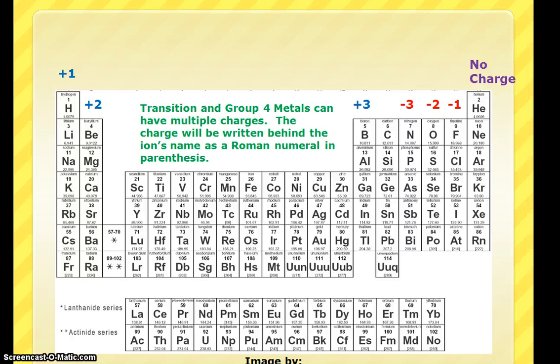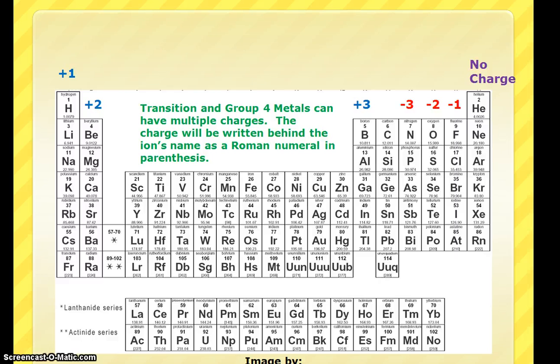Remember, your metals make your cations, and that's why they have the positive charges. They're going to lose all their valence electrons. Your nonmetals make your anions. They have negative charges because they're gaining the electrons. Remember, there's a transfer going on there. Your noble gases, group 18, don't have a charge at all because they already have 8 valence electrons. Remember, the goal is to get 8.